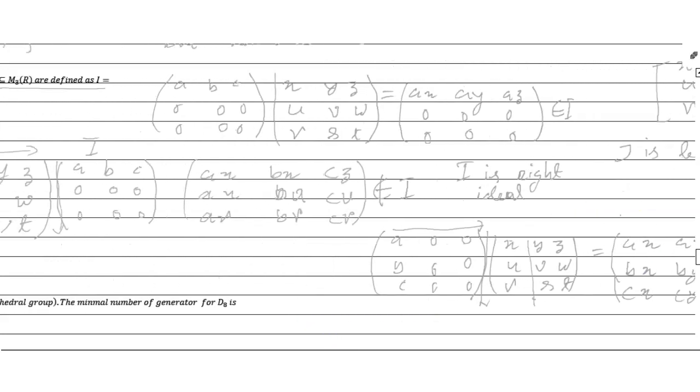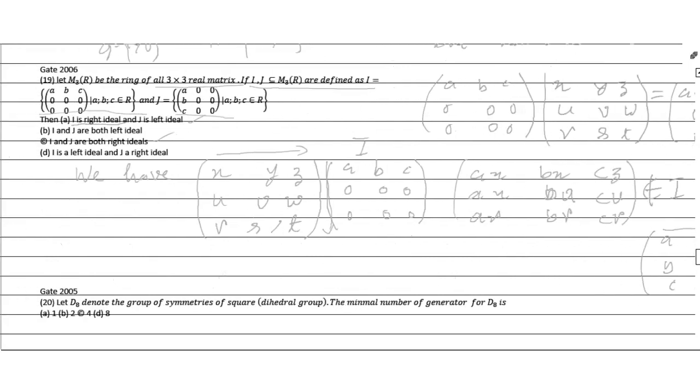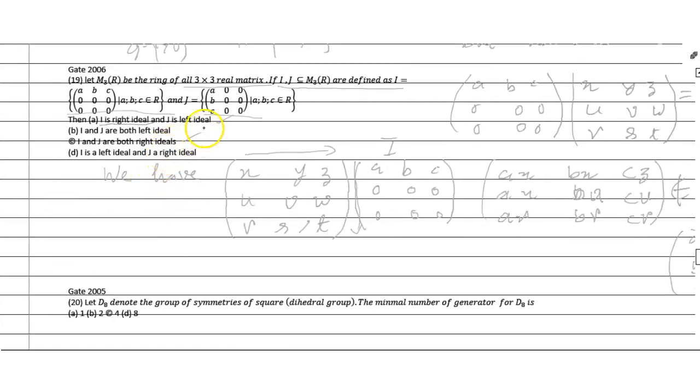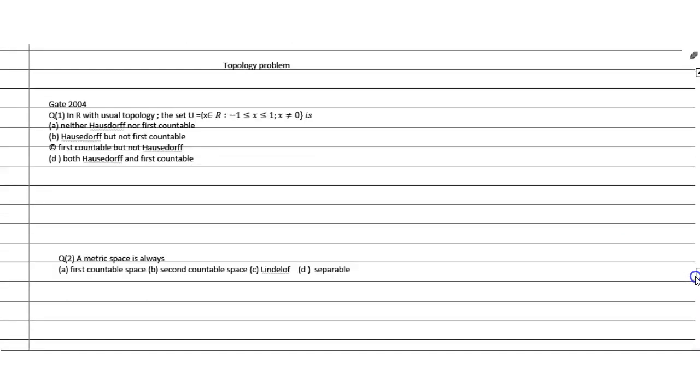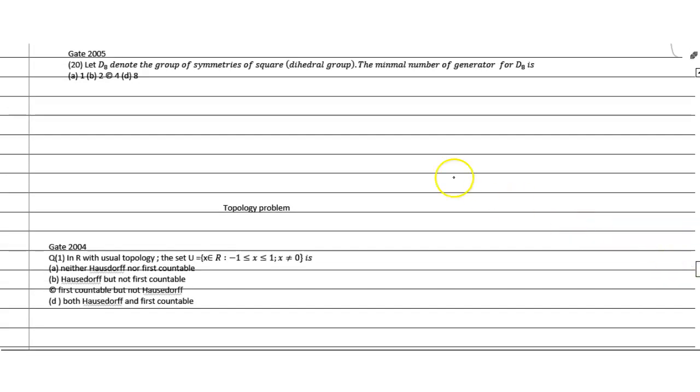So which option is correct? My first option is correct. So J is a left ideal. I hope everyone can understand what is left and right.